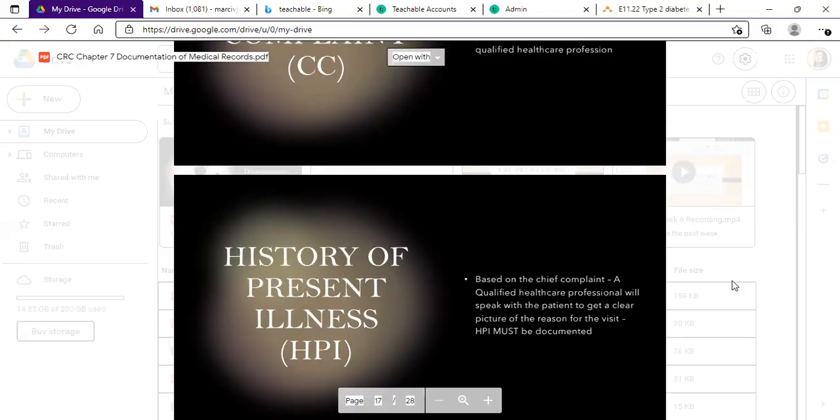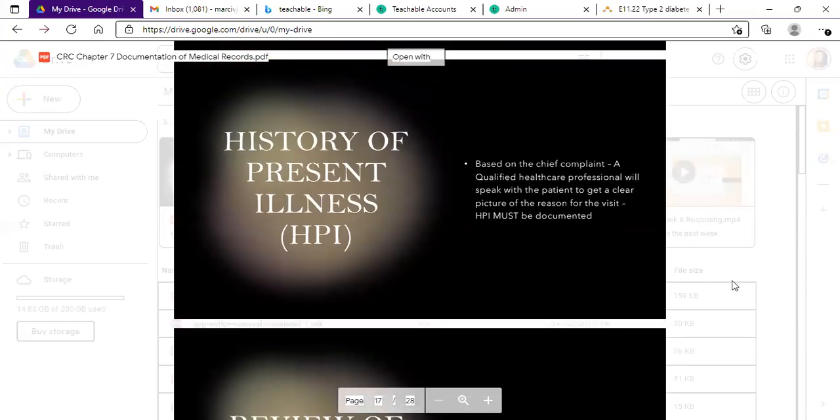She lives in a modest home. She's complaining of coughing or sneezing or whatever the case. That first section in the paperwork I gave you, that's your history of present illness. And it's based on the chief complaint. A qualified healthcare professional will speak with the patient to get a clear picture of the reason for the visit. And the HPI must be documented.